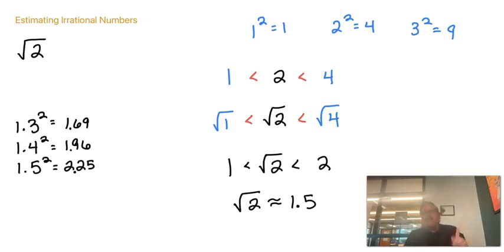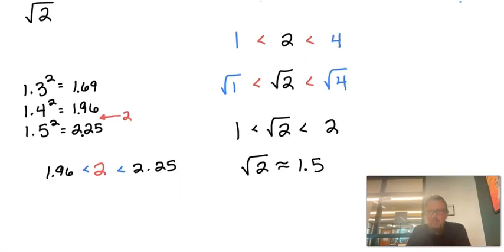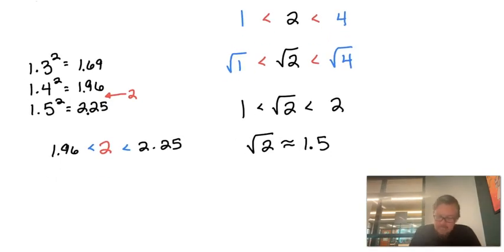And now we can do an even more accurate estimate because we know that 2 is in between 1.96 and 2.25, which means that the square root of 2 is in between the square root of 1.96 and the square root of 2.25.